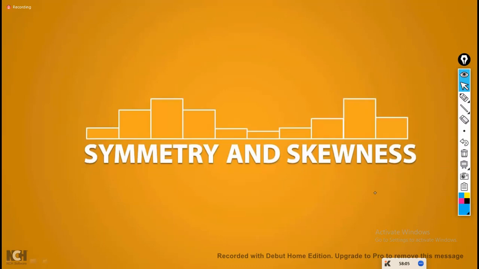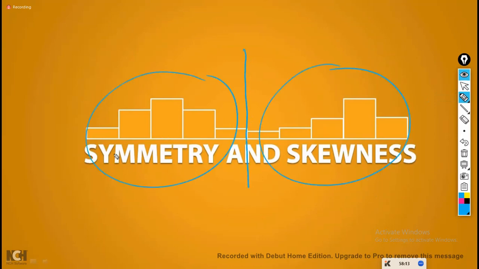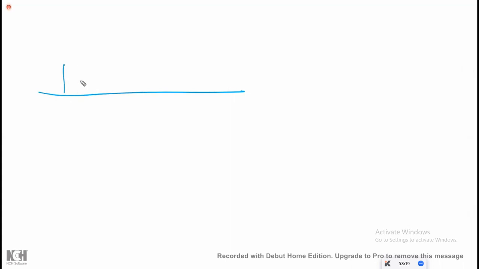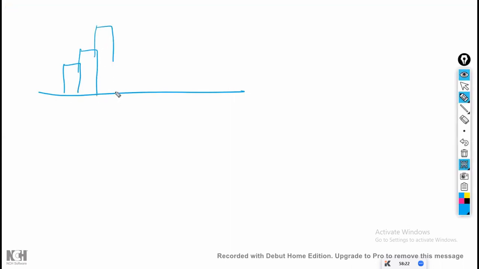So, for example, let us take this one example and this second example. In example 1, if I draw a center line, then the left side and the right side are symmetrical. Whatever you observe on the left side, the same will be on the right side. So it is called a symmetrical distribution.